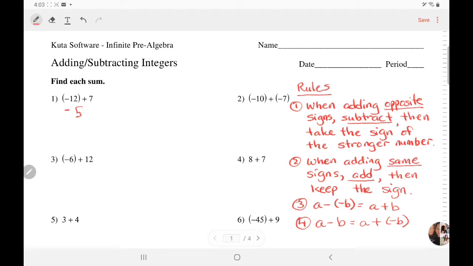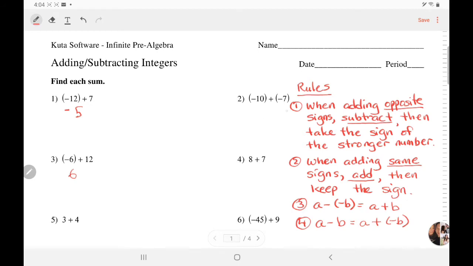In number 3, we're going to use rule number 1. Again, when adding opposite signs, subtract. So they're opposite signs. 6 is negative, 12 is positive. Subtract. 12 minus 6 is 6. Then it says take the sign of the stronger number. 12 is stronger and it's positive. We are done. Let's try number 2.